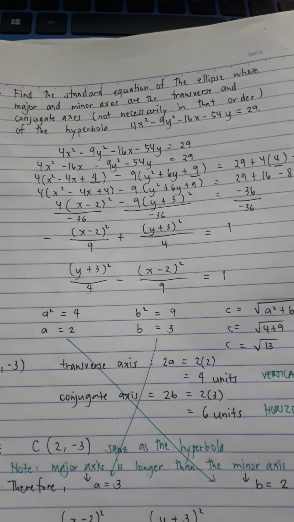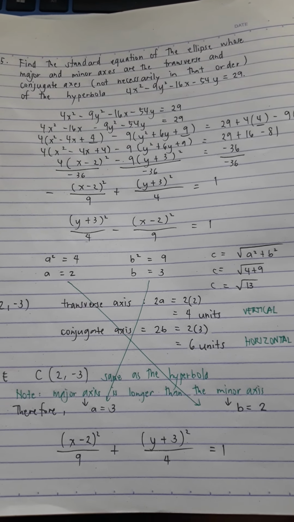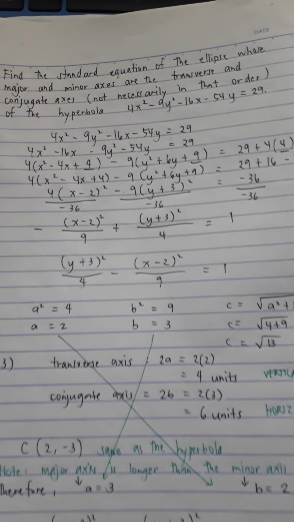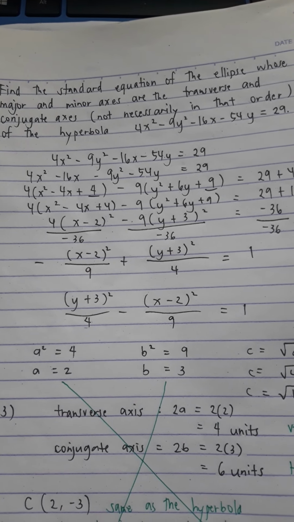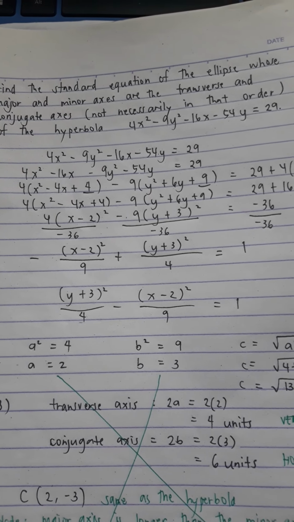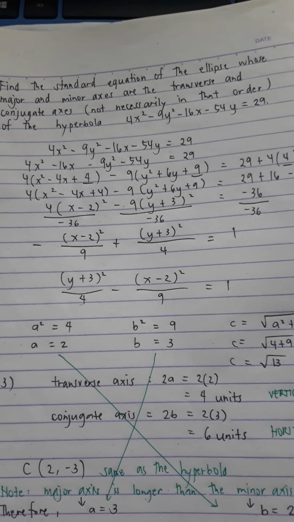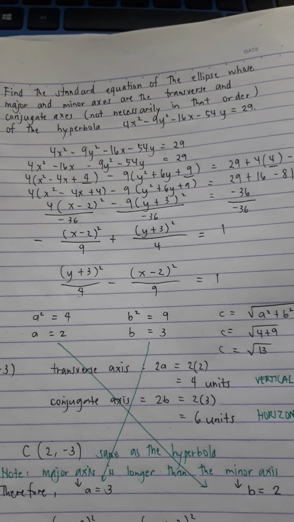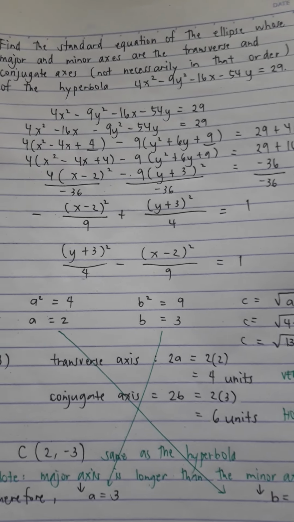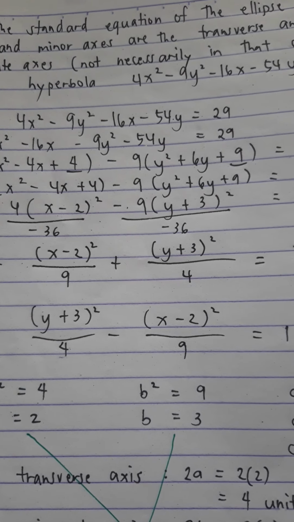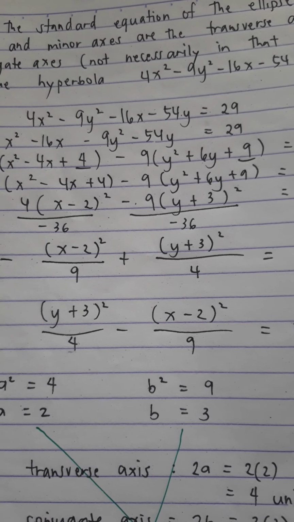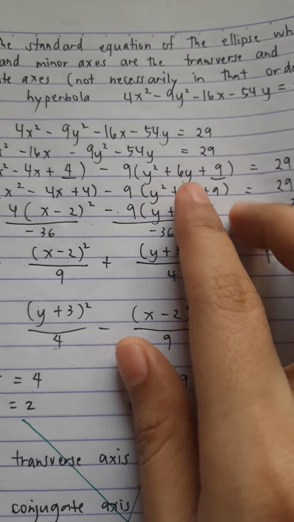So here's our solution for problem number 5 in assessment. Find the standard equation of the ellipse whose major and minor axes are the transverse and conjugate axes, not necessarily in that order, of the hyperbola 4x squared minus 9y squared minus 16x minus 54y equals 29. So we have the given equation of the hyperbola 4x squared minus 9y squared minus 16x minus 54y equals 29.